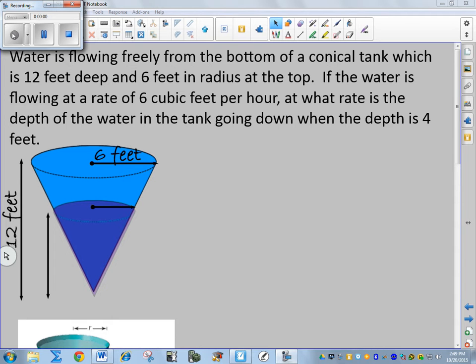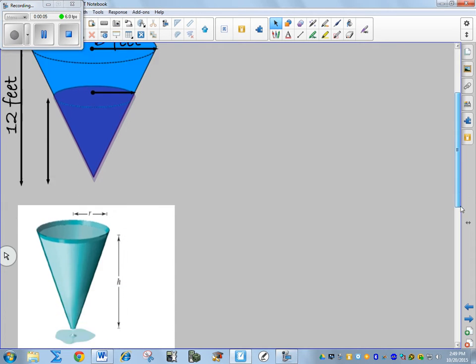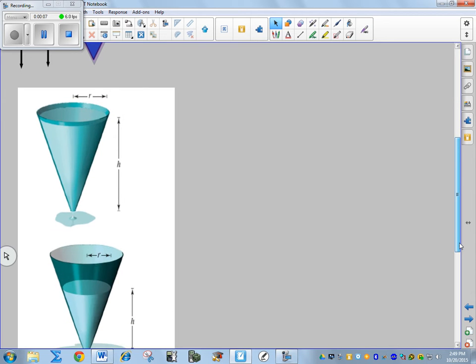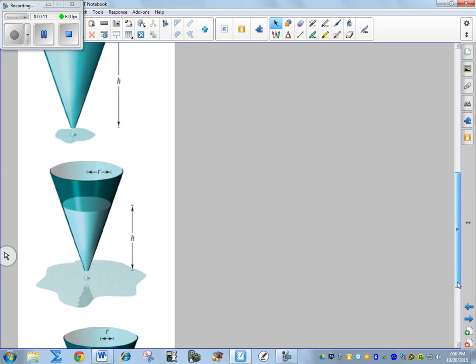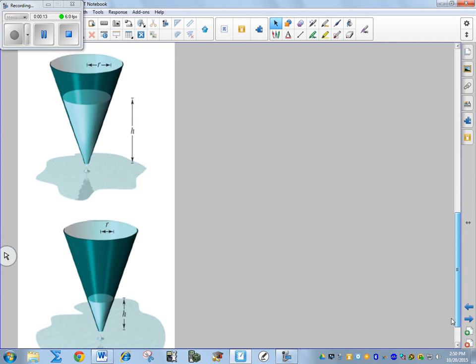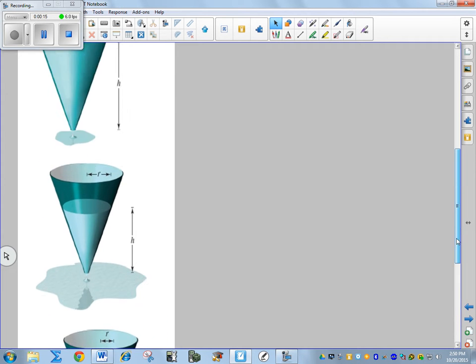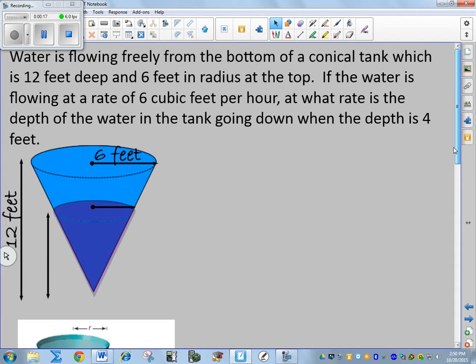So, okay, you've got your water flowing from the tank at the bottom of the cone, and I even added this cone down here, which is kind of cool. See, the cone's full. The radius and the height are changing as the water spills out. So that's what we're asked to do, is deal with how the radius is changing, or how the height is changing as we go through this.